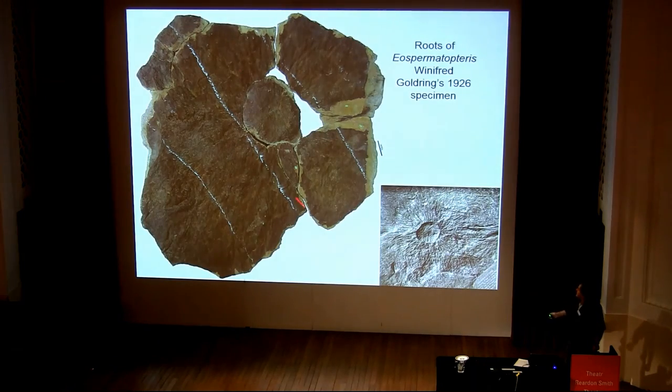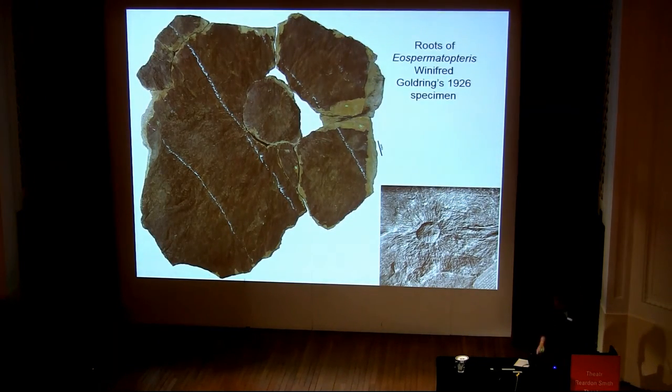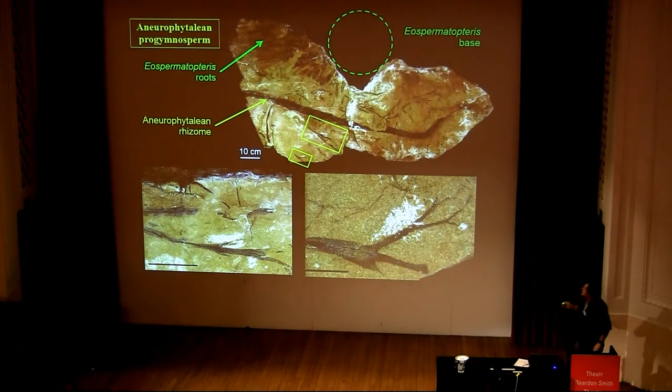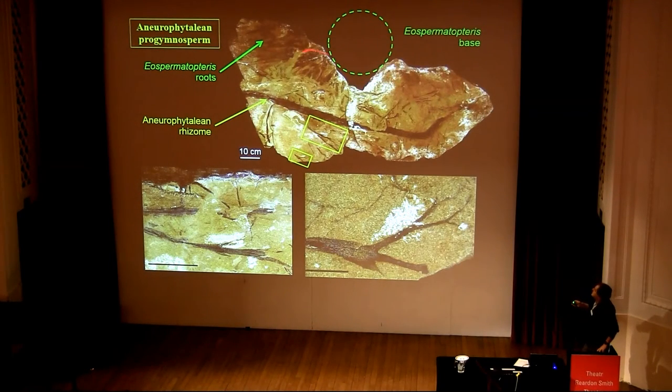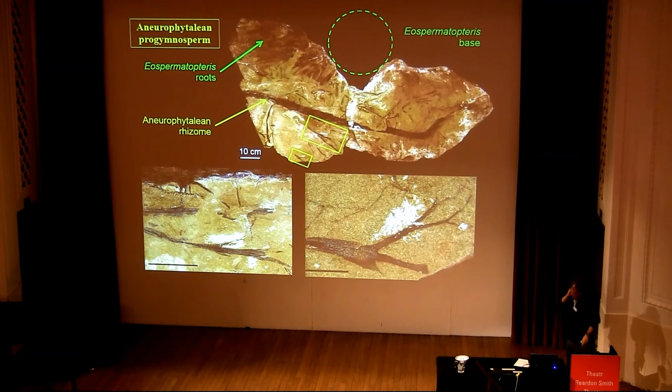But if you take these two bits of the slab and turn them over, so here's the Spermatopteris base, here are the roots coming out. Now we're looking on the upper surface. Here is a big rhizome of another plant. And this is going along the bottom of the quarry and bending, and it has got little branches coming off and so on. Those branches, again, leafless. This is a plant called an Aneurophytalean progymnosperm. It has a woody rhizome. It's not a trunk because it's not going upwards, but it is a woody trunk which is expanding by growth of wood.